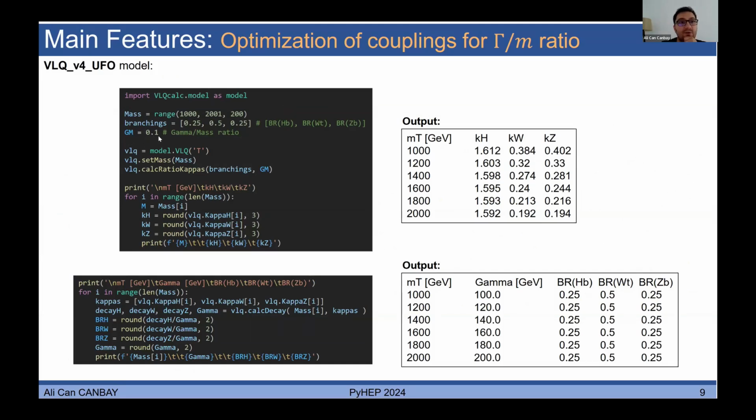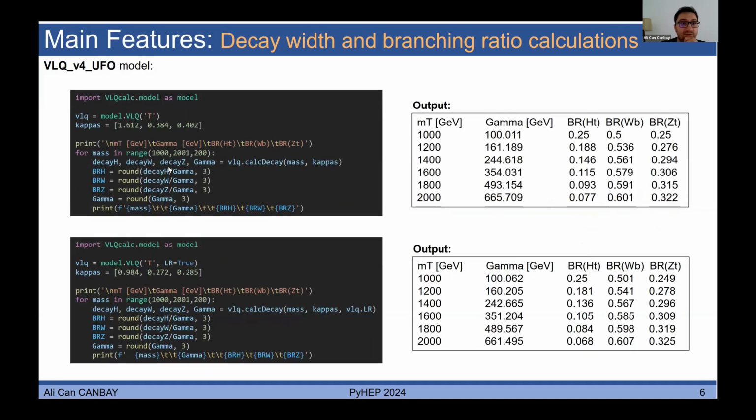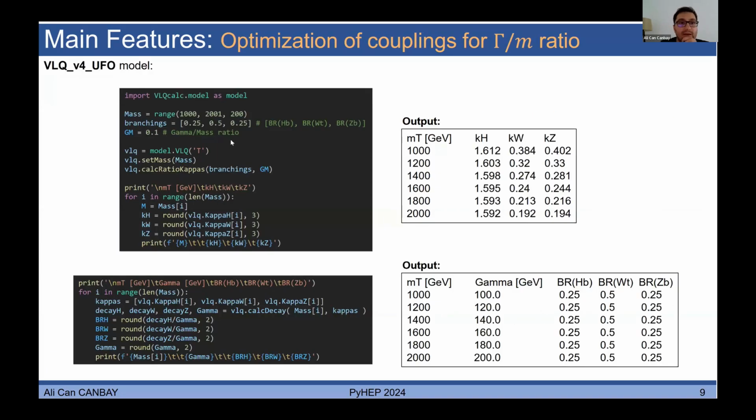The gamma to mass ratio is 0.1 here, and the calc ratio kappa method is used for calculating couplings. It takes 2 parameters, branching and the ratio parameter. The ratio parameter is a float, and branchings, as you see here, can be a list or a single parameter for vector-like Y and X quarks. After performing calc ratio kappa, we use the calc decay method again for validating whether we calculated correctly or not. As you see here, the gamma to mass ratio is 0.1, so our calculation is correct.